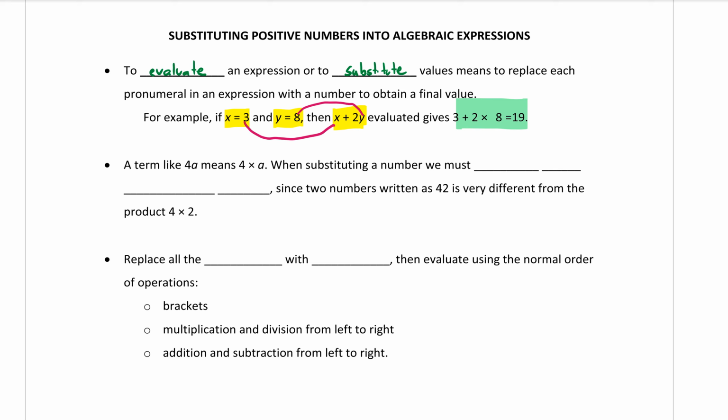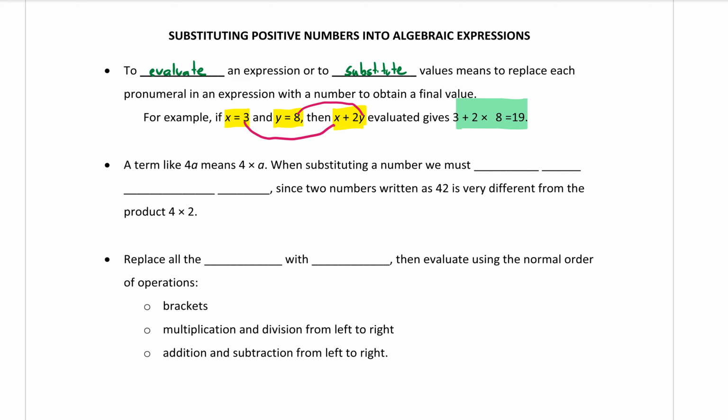Now, when the 2 and the y are next to each other, remember that it means times. So I don't want to write 2/8. I need to write 2 times 8, because it would be very confusing if we didn't write it like that. So 2 times 8, and then we can either do it in our head, or some of you might need to use your calculator to work out that that is equal to 19.